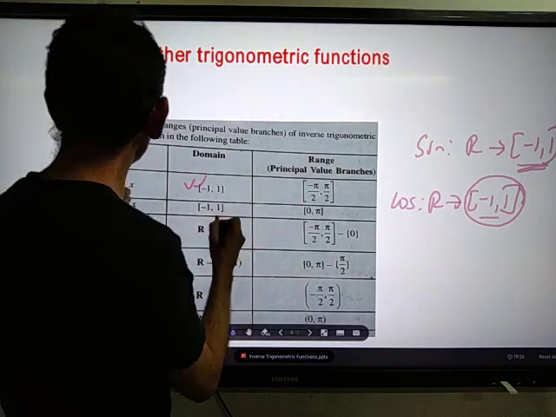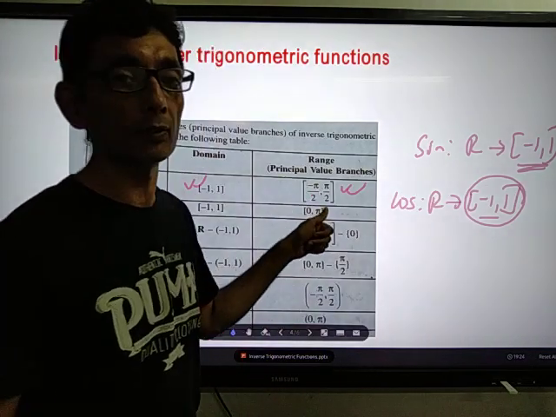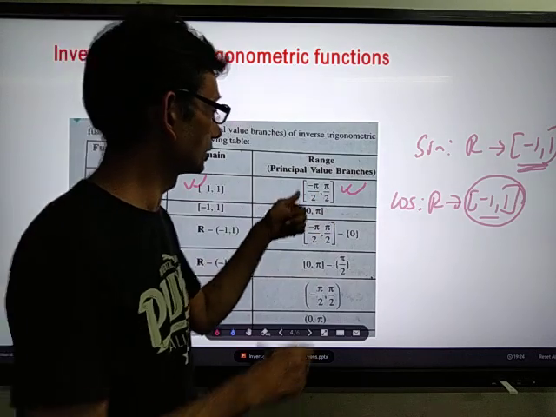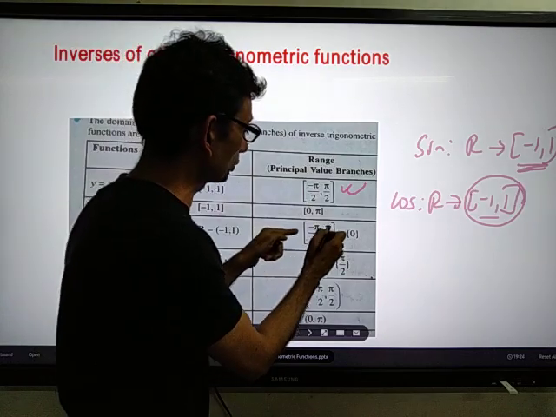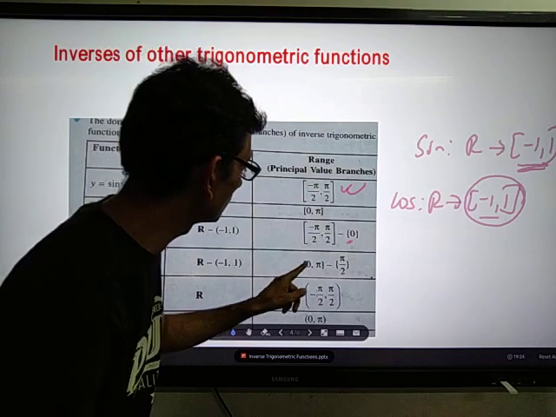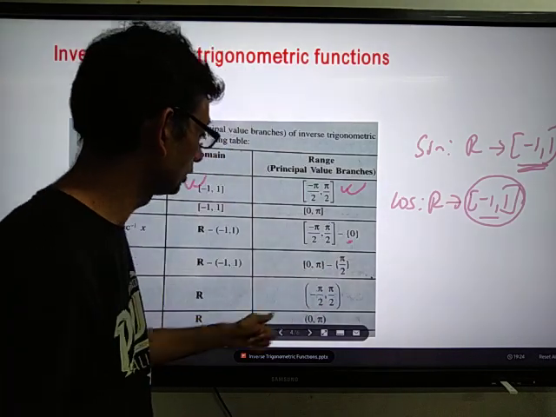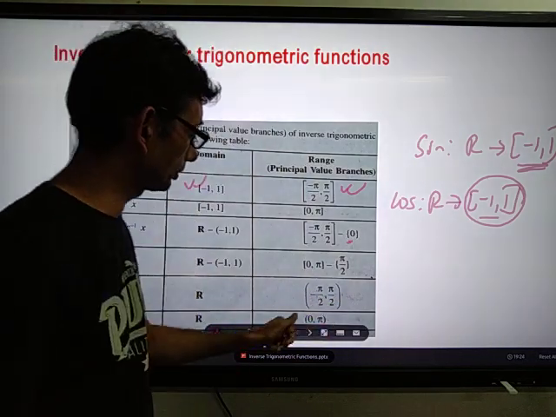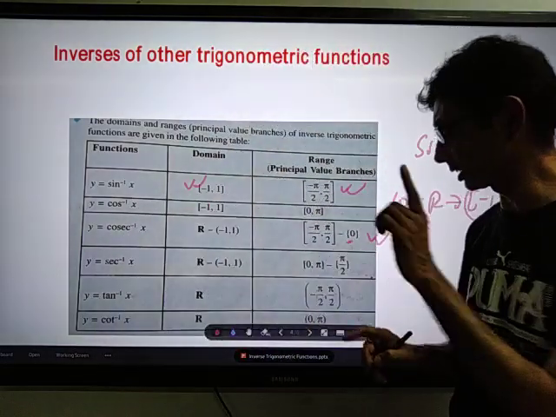We have already discussed sine. Now what will be the range, that is, the principal value branch for sine inverse? It's minus pi by 2 to plus pi by 2. For cos inverse, 0 to pi. For cosec inverse, minus pi by 2 to pi by 2, excluding 0. Similarly, for sec inverse, 0 to pi, excluding pi by 2. For tan inverse, minus pi by 2 to pi by 2. And for cot inverse, 0 to pi. This is the most important table, and you should remember it.